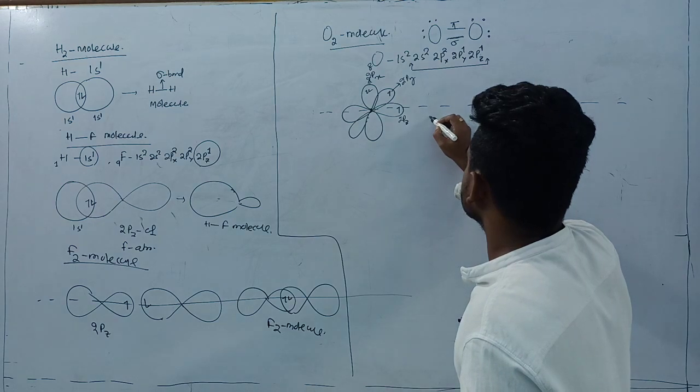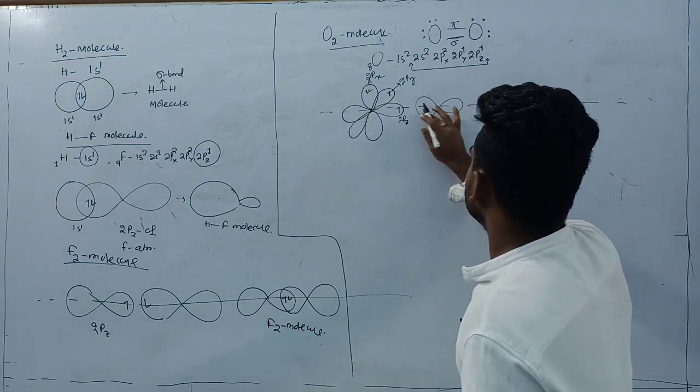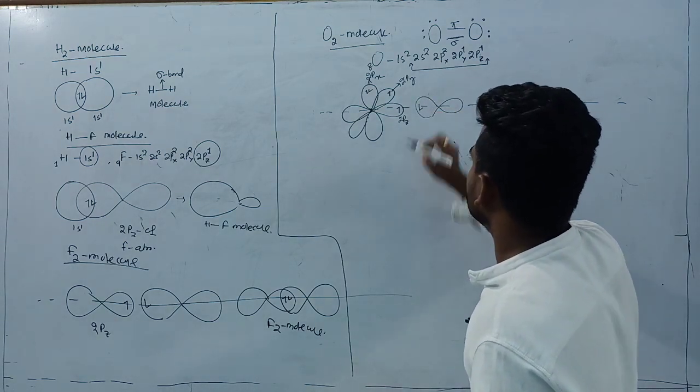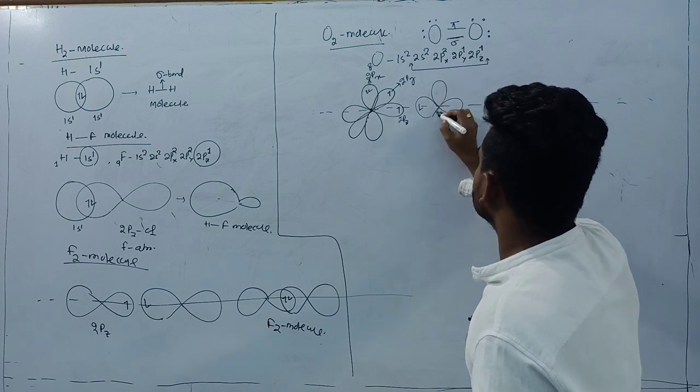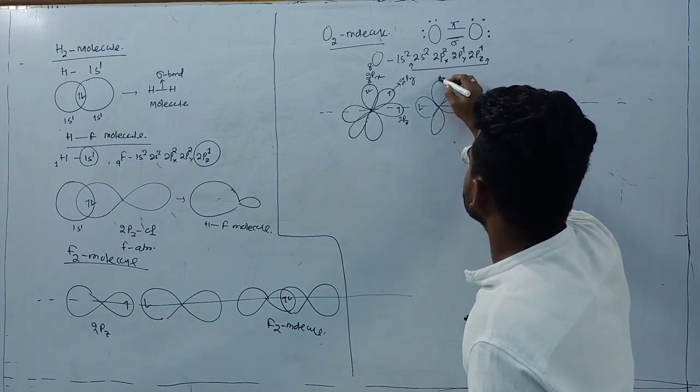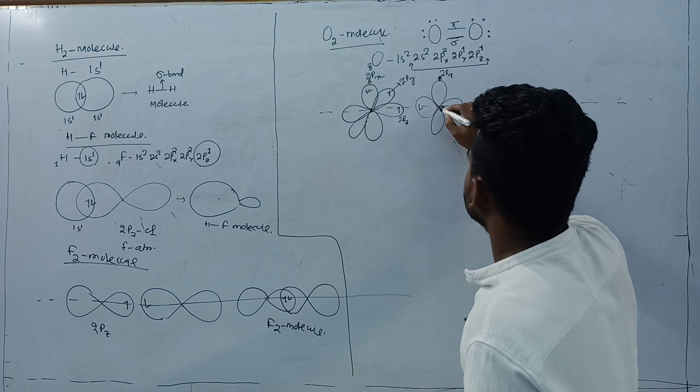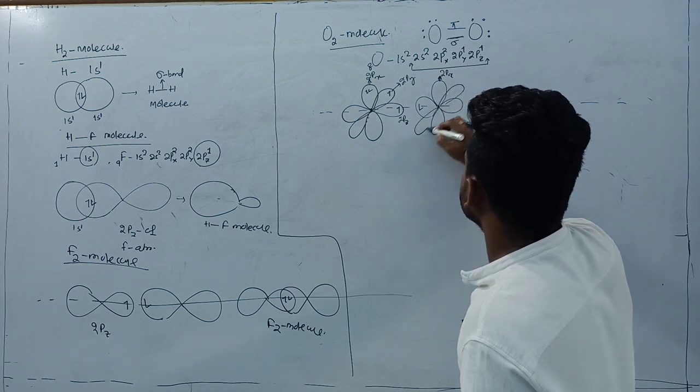Another oxygen atom has its 2pz with an electron like this. This one is 2px and this one is 2py.